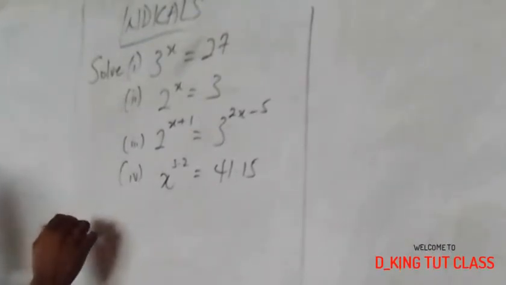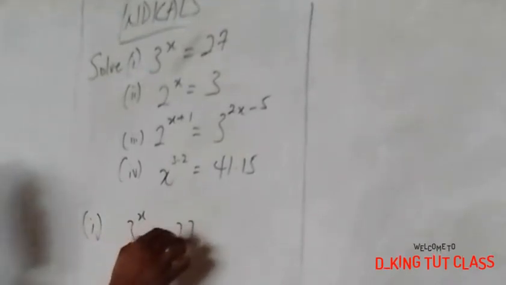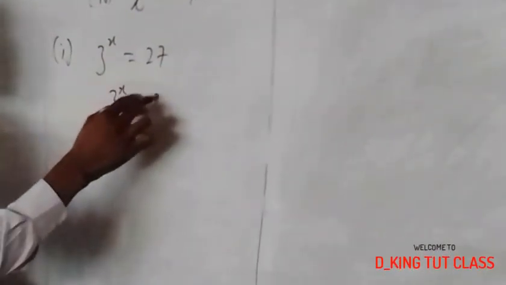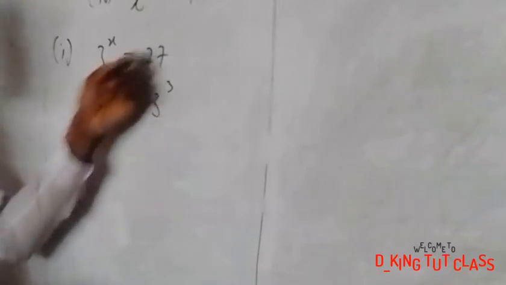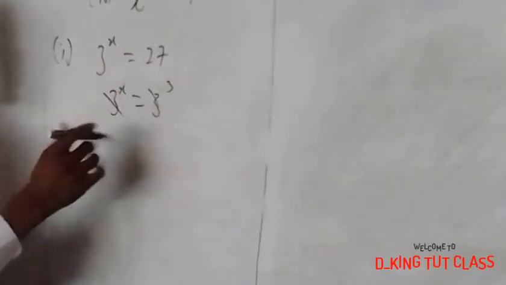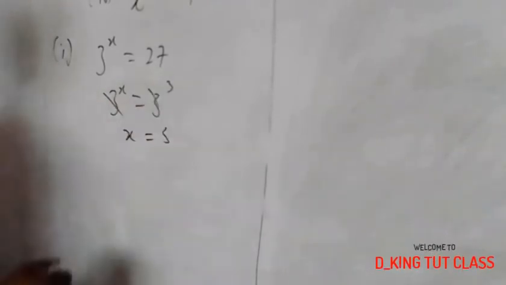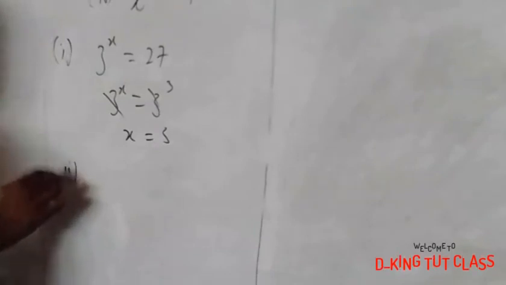Now for this, we have number 1, solution. 3 raised to power x equals 27, implies that 3 raised to power x equals 3 raised to power what? 3, where 3 raised to power 3 is 27. And in this case, since they have the same base, you can drop them and have x equals 3.